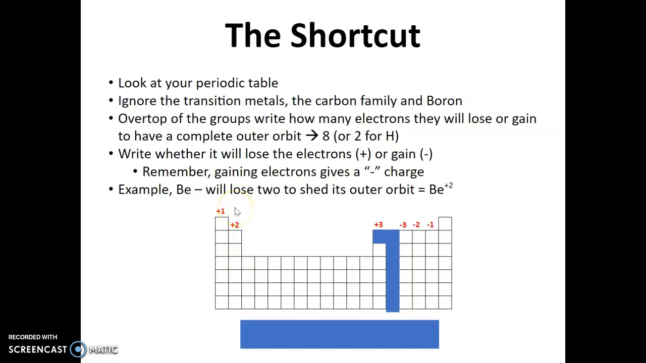So the group determines the number of valence electrons, right? So if you're in group 1, you have 1 valence electron. If you're in group 2, you have 2. Group 3 will have 3 valence. Carbon group, it's a little tricky because it's 4, so it can go either way. Then you would have 5, 6, and then 7.